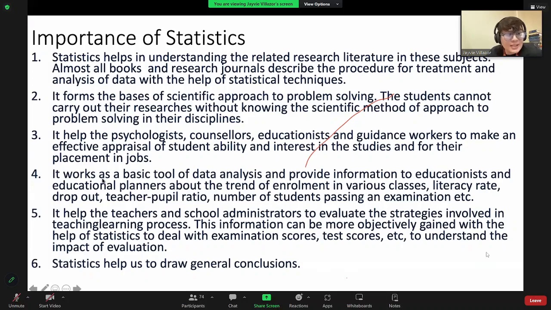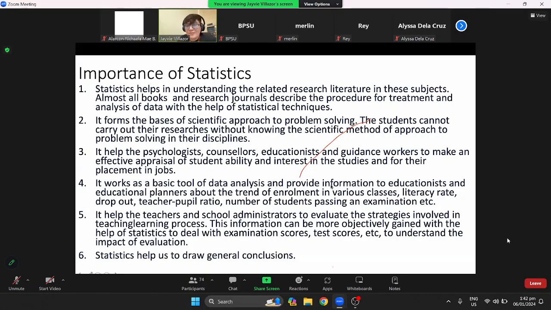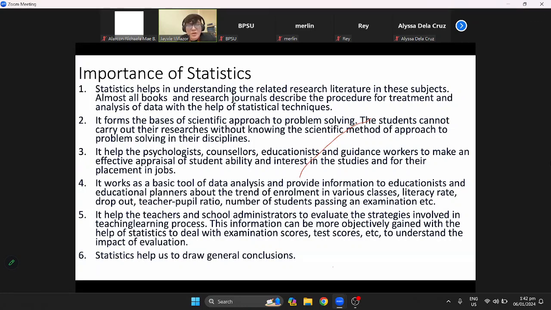So, number four is it works as a basic tool of data analysis and provide information to educationists and educational planners about the trend of enrollment in various classes, literacy rate, dropout, teacher-pupil ratio, number of students passing an examination, and then etc. etc. Okay, let's say for example guys, yung kagaya ng board exam nyo, di ba? Doon nagkakaroon tayo ng national passing rate, ilan yung pumasa, ilan yung bumagsak, and then so on and so forth. Now, that kind of data is already statistics. And then from that, we can see ilan ba yung competent or ilan ba yung, let's say, qualified, okay, to be a psychometrician or psychologist.